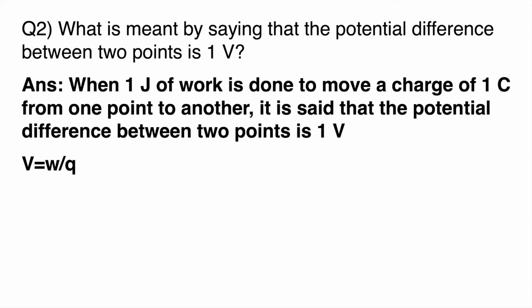When 1 joule of work is done to move a charge of 1 coulomb from one point to another, it is said that the potential difference between 2 points is 1 volt. And this is the formula for the potential difference V equals W by Q, where W is the work done and Q is the charge.